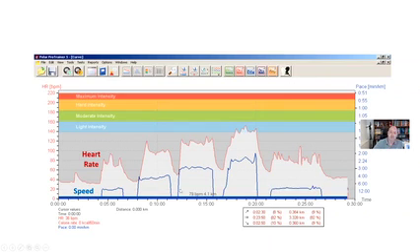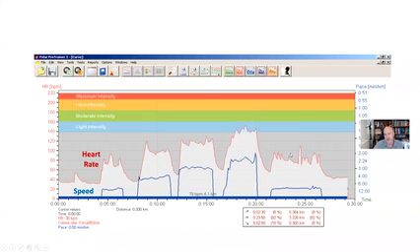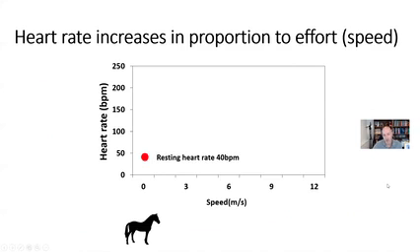So how do we interpret this data? What we want to do is put a number on this that tells us something about what was happening on that day in that piece of exercise. One of the ways we can do this is by understanding the relationship between effort, or let's say speed, we'll just keep it simple in this case, and heart rate.